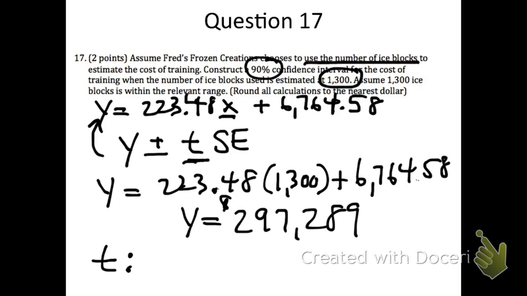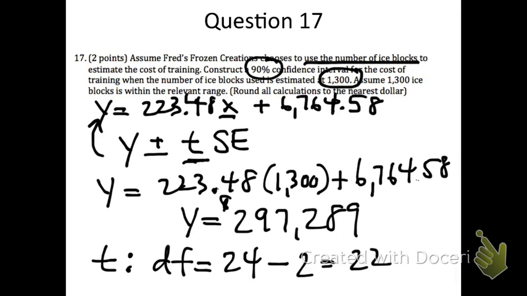To get T, we need to know the degrees of freedom. Again, this is our free choices after we are estimating both the intercept and the variable cost per unit. So our degrees of freedom is the number of observations that we have, 24, minus those two variables that we are estimating. So our degrees of freedom is 22. So here's where you have to go to the T table. If you go to 22 degrees of freedom at a 90% confidence level, our T is going to be equal to 1.717.